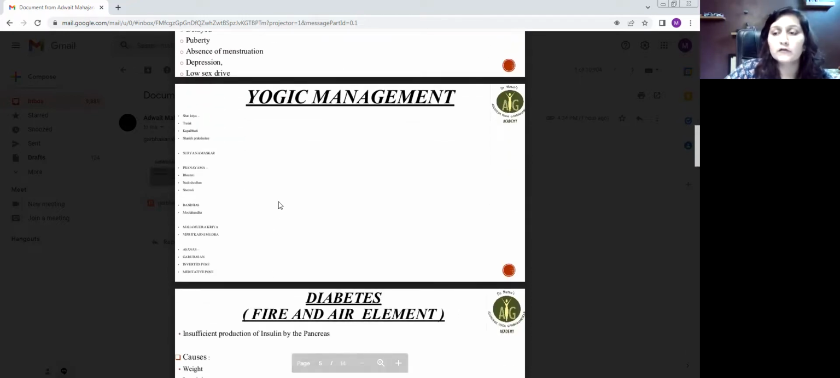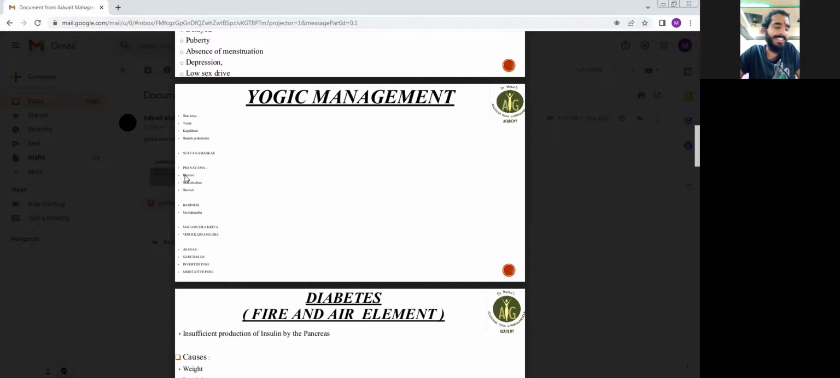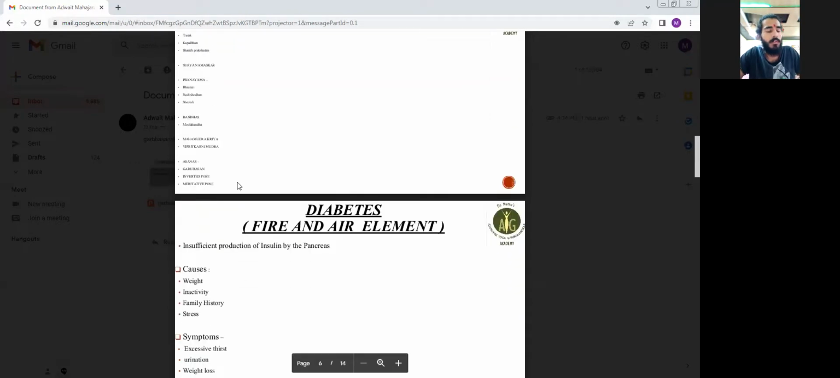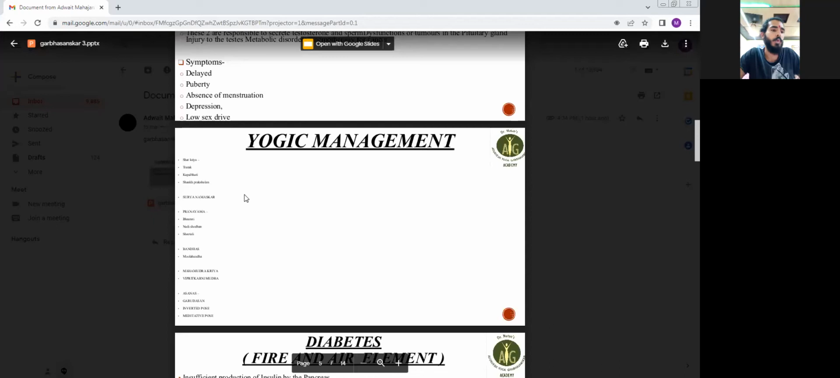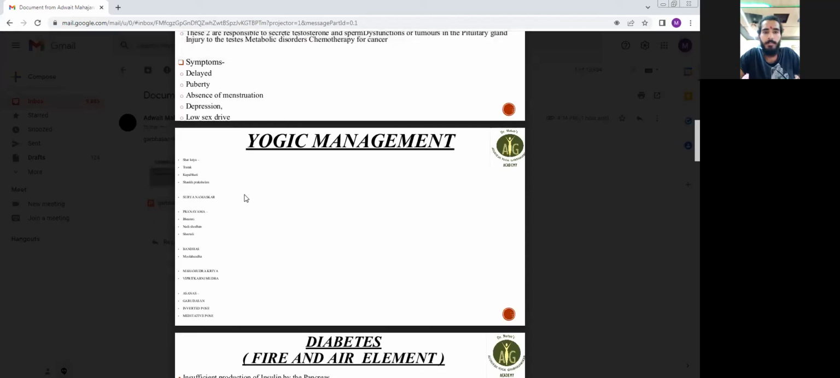Over to you, Sparsh. Yes, thank you, Manasi ji. Now, what are the yogic practices that we can do for low testosterone? According to Yogi Swatmaram ji in Hatha Pradipika, first we have to cleanse the body. To cleanse the body, they told us about the Shatkriya. The Shatkriya that we can do to cope with low testosterone is the Trataka.